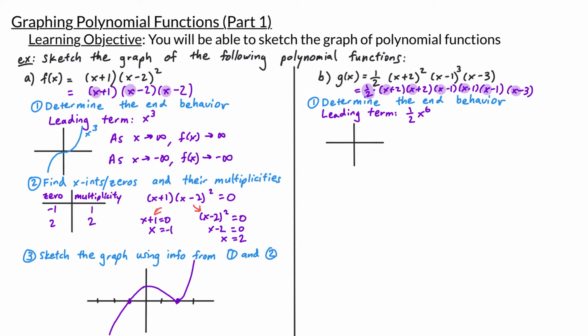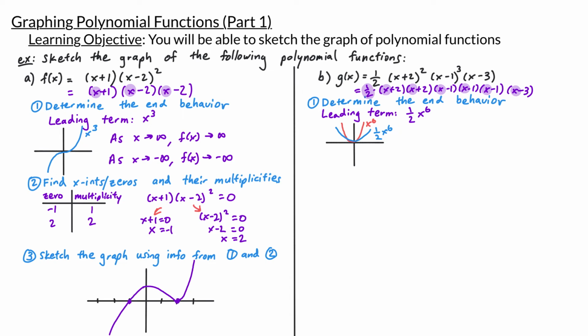Next, let's think about what 1/2 x to the 6th power looks like. Remember, when we have x to an even power, we know that it has a U shape. So x to the 6th looks something like this. 1/2 x to the 6th. The 1/2 is just a vertical scale, which means I'm going to be compressing our graph by a factor of 1/2. So we have a smushed down version of that. So 1/2 x to the 6th looks something like this in blue.